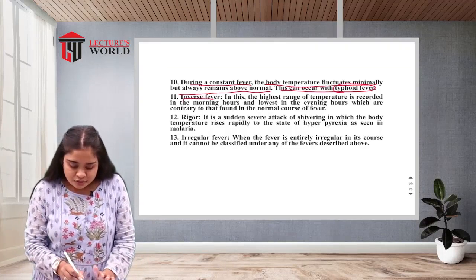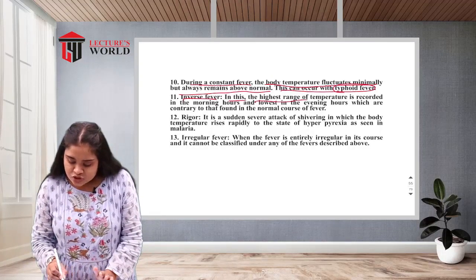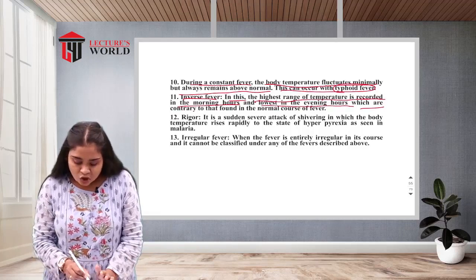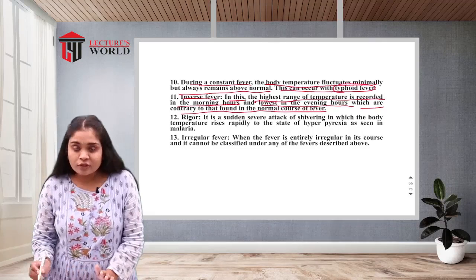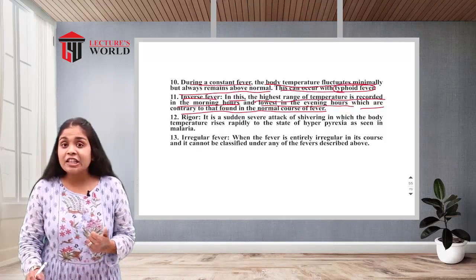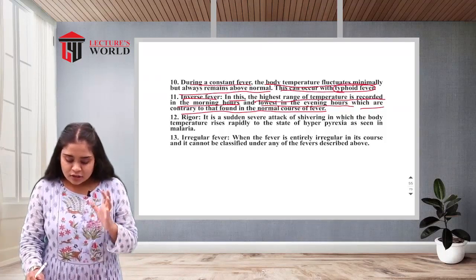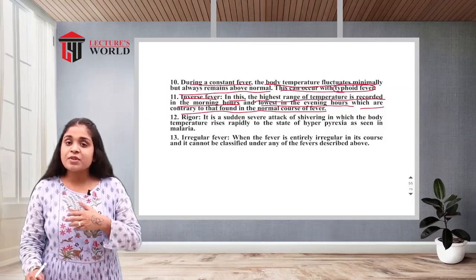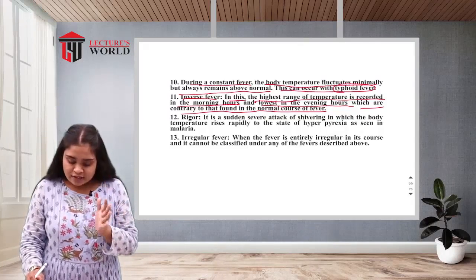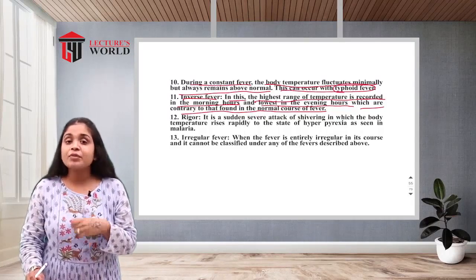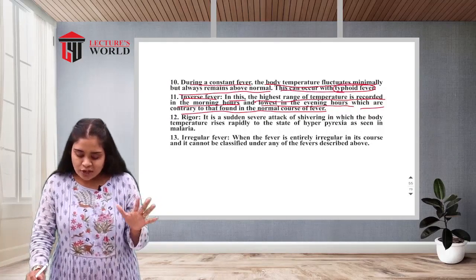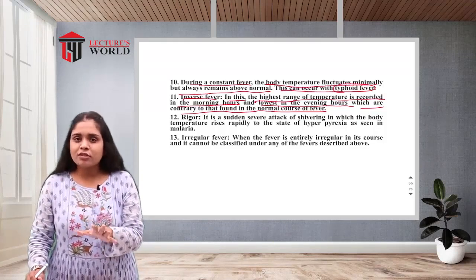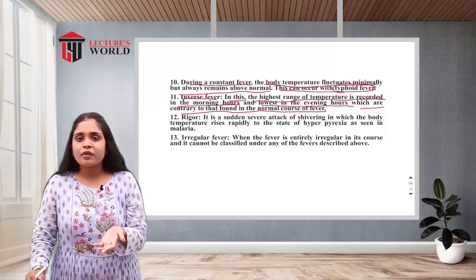Then after that, the inverse fever. In this, the highest range of temperature is recorded in the morning hours and the lowest in the evening hours, which is contrary to what is found in the normal course of fever. So here we are talking about the inverse fever. When we check in the morning time, they will have the highest fever, and when we check in the evening time, they will have the lowest fever. Normally you can find this when the patient has some infection. This is the commonest type of fever we can see among patients.